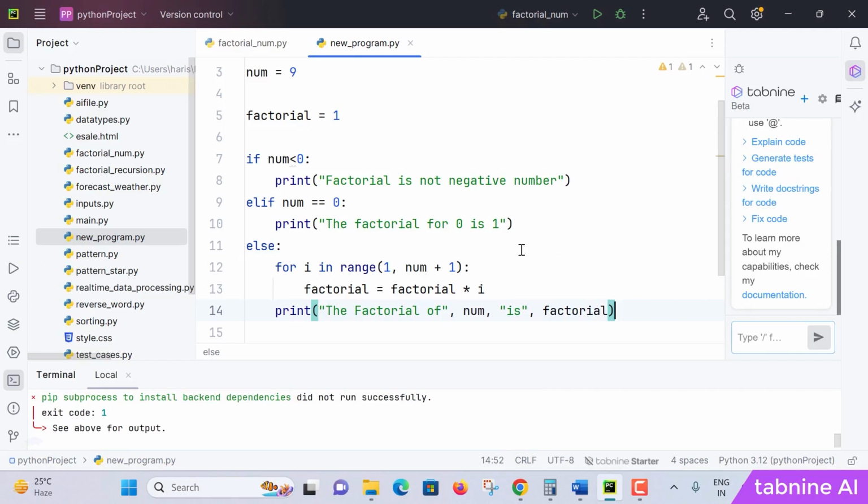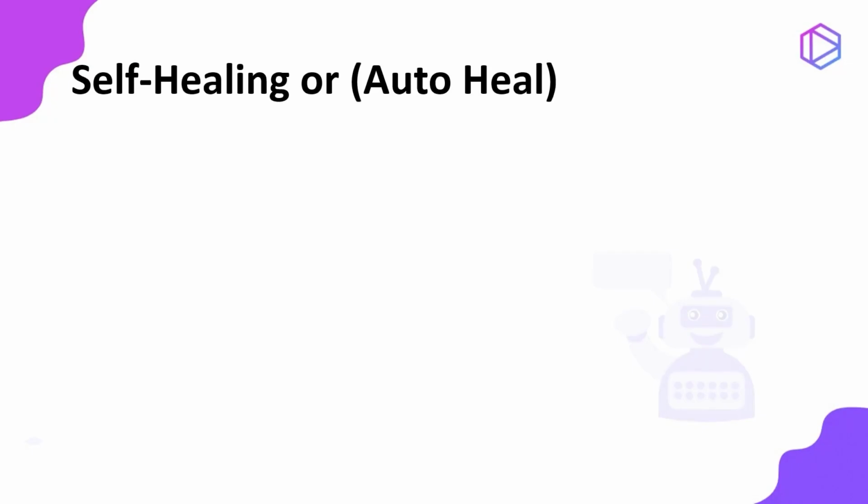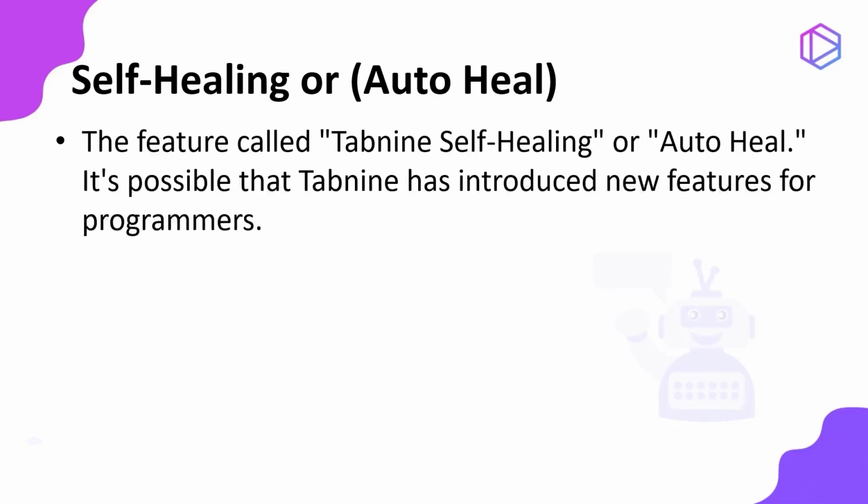So how beautifully we can select the data, streamline the import process, collect the code base and apply intelligent suggestions. Now let's see Tabnine AI Self-Healing, also called autoheal capabilities. Let's learn what steps we have to follow and what information and autoheal features are available in Tabnine AI. Let's start. Self-healing or autoheal.